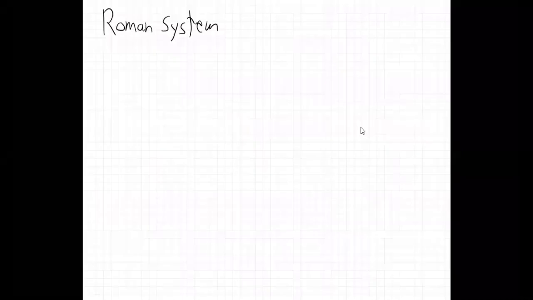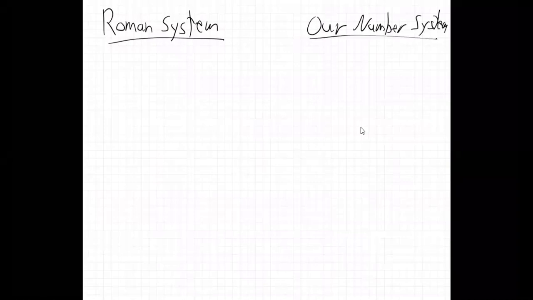Right, so here we're going to talk about the Roman system, and we're going to compare it to our number system. Our number system is called the American system. I'm totally joking around. It's not. It's called the Hindu Arabic.